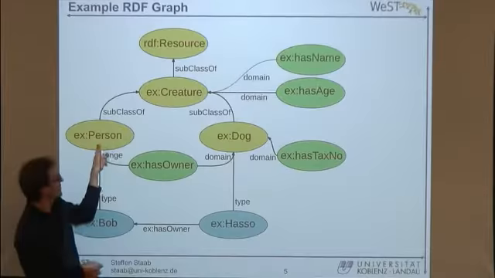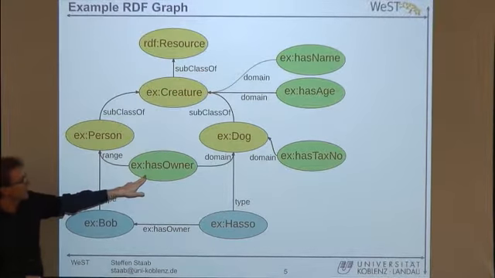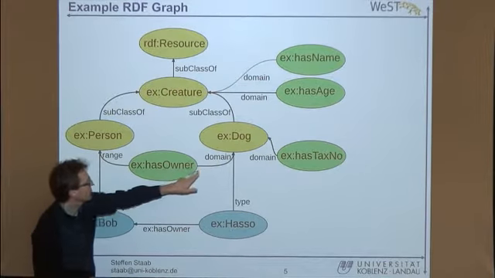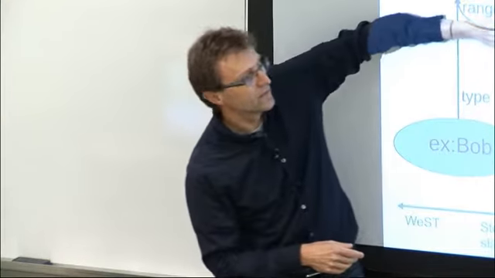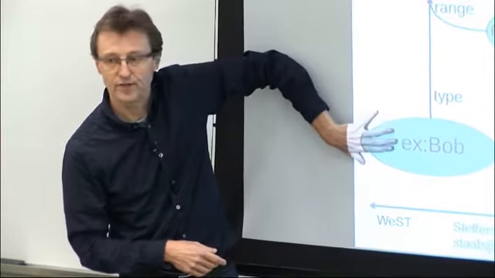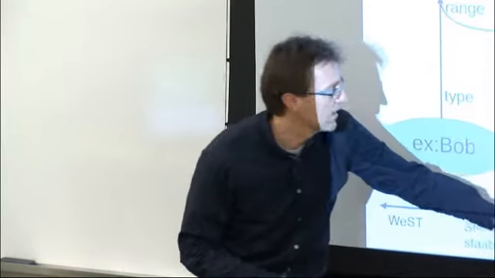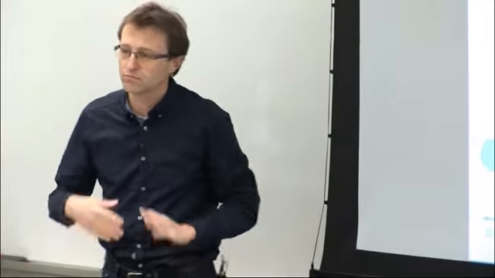And then here you see another example where between dog and person there is a relationship, the has owner relationship. So the domain is dog. A dog may have an owner, which is a person. And this is all the schema level. And here you also have the data level where Hasso is a dog, having an owner, which is Bob, which is a person. Okay? So very simple example, nothing very fancy about that.